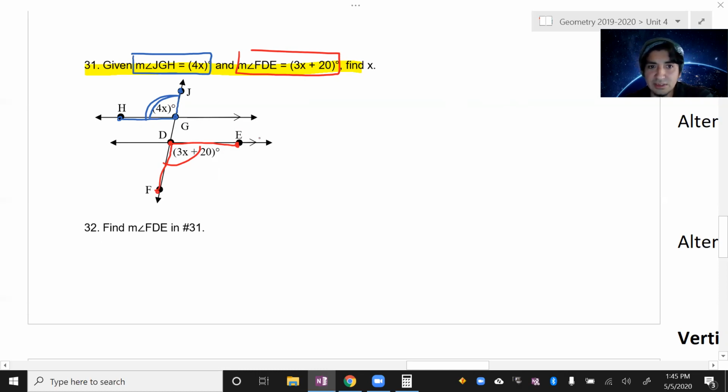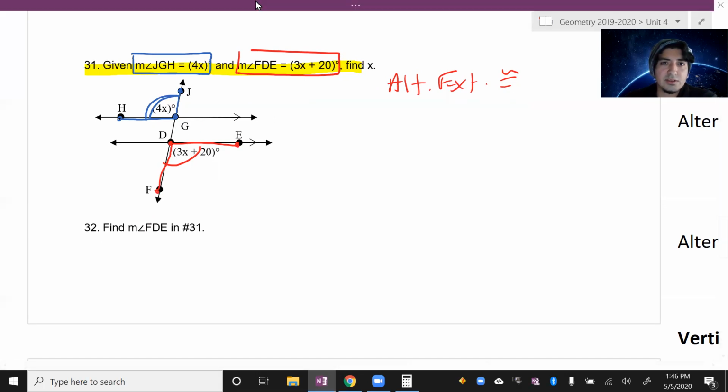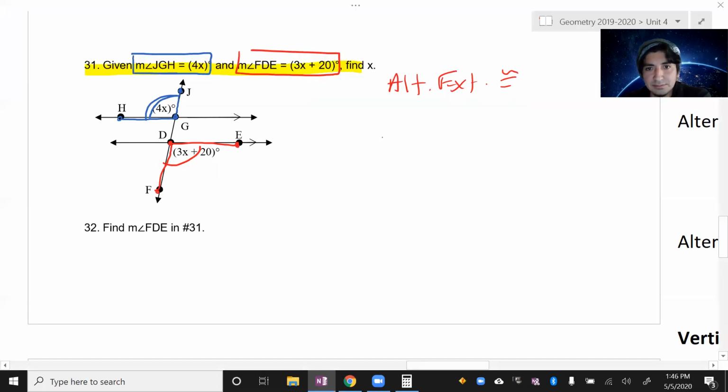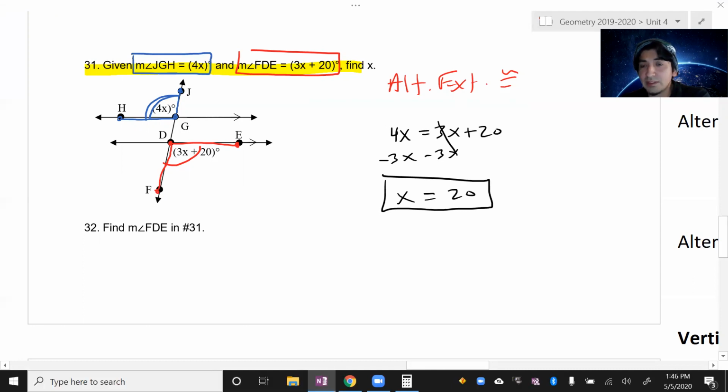Now, in these cases, that would be considered alternate exterior. That means that they're going to be congruent. Now, it's asking you to find X, and then you have to plug it in to FDE later on. So we're going to set it up. That'll be 4X is equal to 3X plus 20. Minus 3X, 20 is equal to X. So there you go. X equals 20. So we found that for number 31.